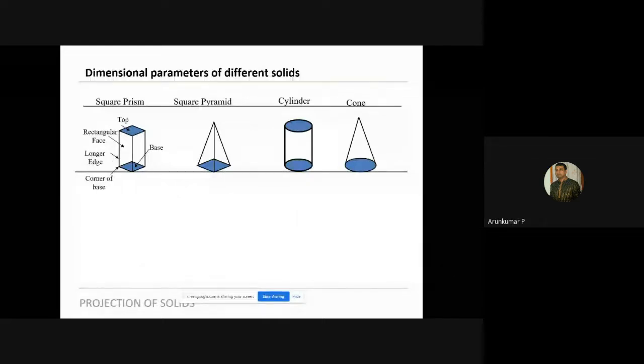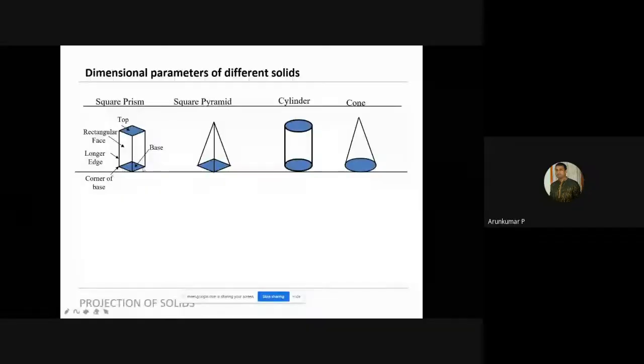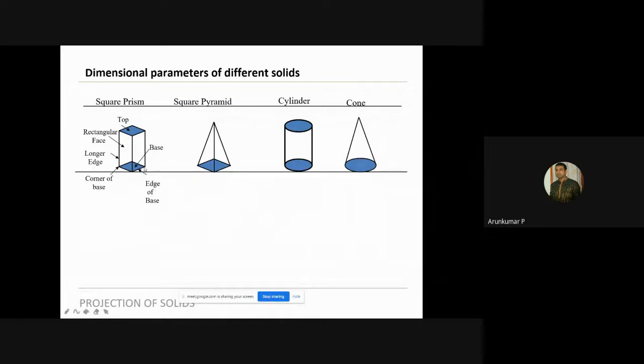Of course, since you have the base, you will have the corner of the base. In this case, the base is a square, so you will have 4 corners of the base. And if you consider the top face, you will have 4 corners of the top face. And this line which connects the 2 corners of the base is called the edge of the base. So you have 4 corners, and you have 4 edges also, because you are dealing with the square.